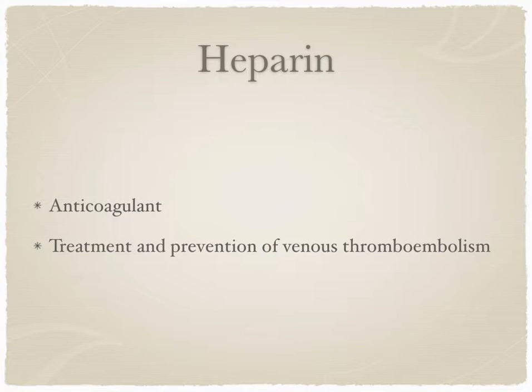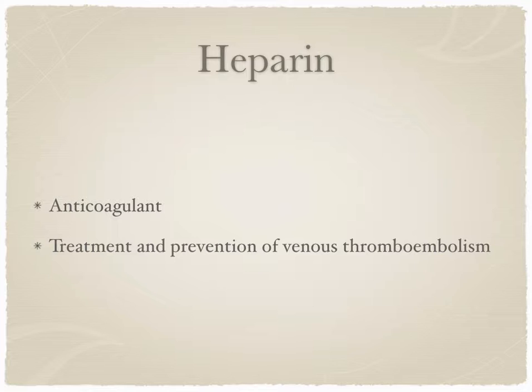All right, the first drug is heparin. It does not have any brand name since it's such an old drug, and it is actually a naturally occurring anticoagulant. So heparin is the only name you need to remember for this. It is the most commonly used injectable anticoagulant in the hospital setting, and it is used for the treatment and prevention of venous thromboembolism.